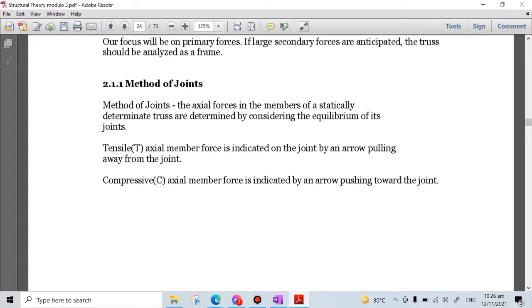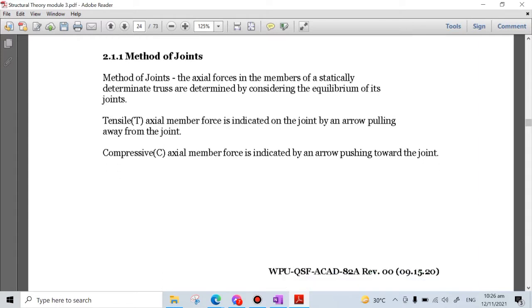Okay, so the first one is the method of joints or the joint method. Sa method of joints, the axial forces in the members of a statically determinate truss are determined by considering the equilibrium of its joints. Tensile axial member force is indicated by the joints with an arrow pulling away from the joint. Ito yung pinagkaiba nung nasa joint at saka sa member tayo ha. Kung mapapansin natin, ito yung member. Pag sinabi nating tension, it's away from the member. Hinihila niya nga yung member eh. So, yung tendency, yung member natin ay mag-elongate kasi this is tensile.